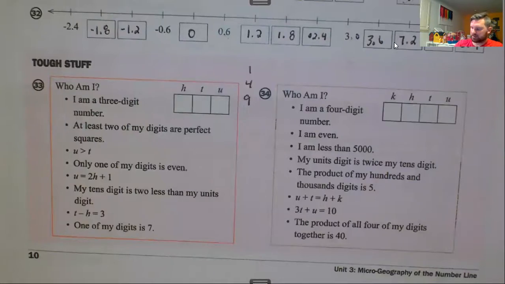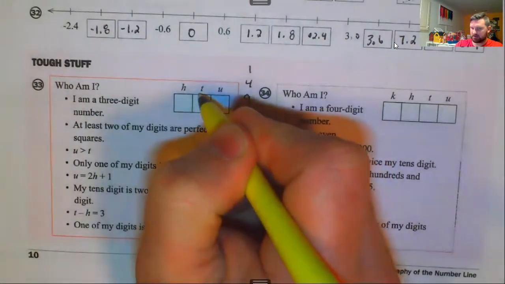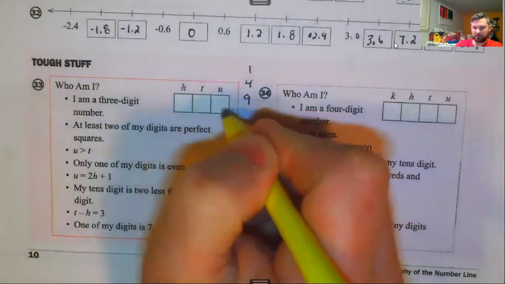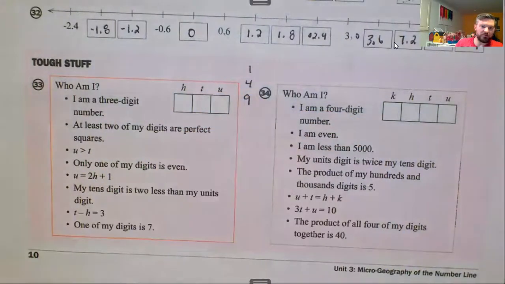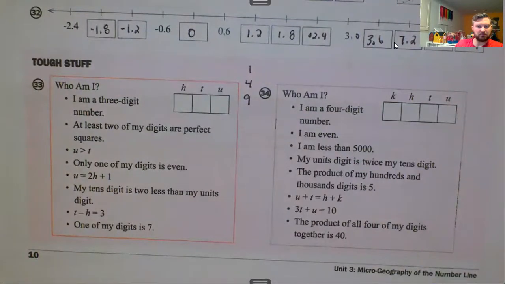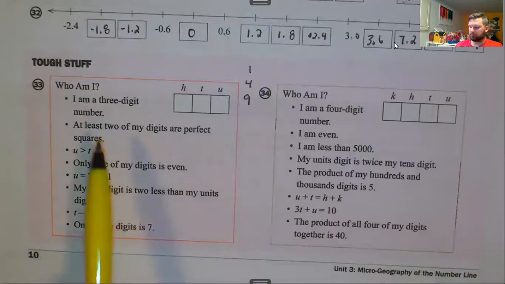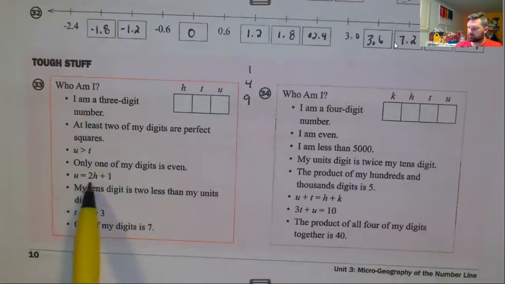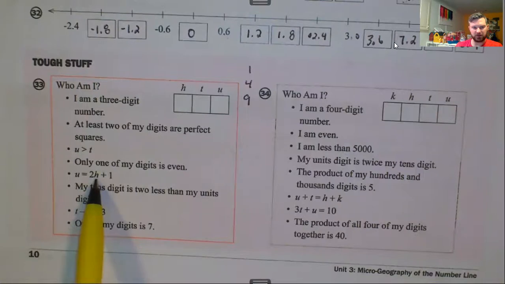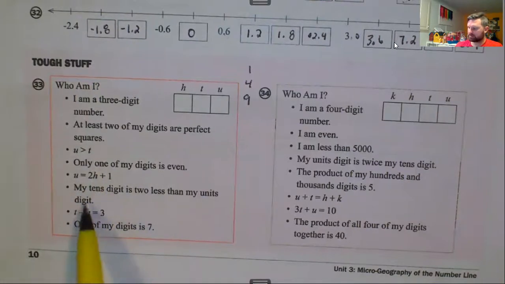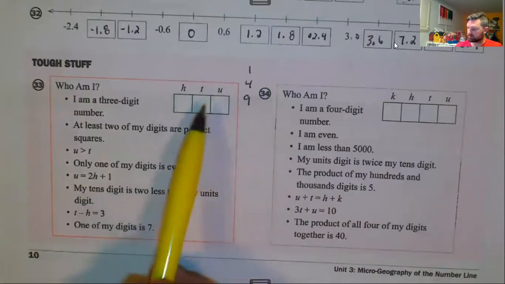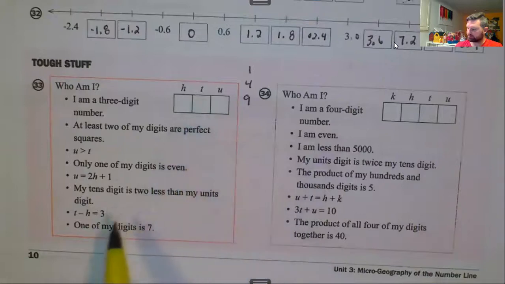My units digit is greater than my tens digit. So this number here is bigger. Only 1 of my digits is even. Well, we're not going to figure that out quite yet. My units digit is 2 times my hundreds plus 1. My tens digit is 2 less than my units digit. The tens minus the hundreds is 3.